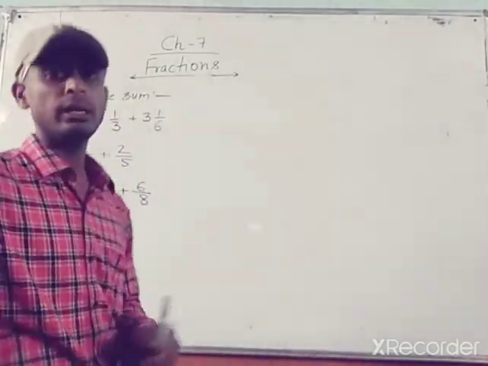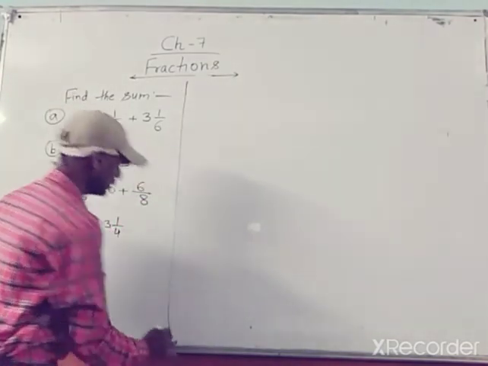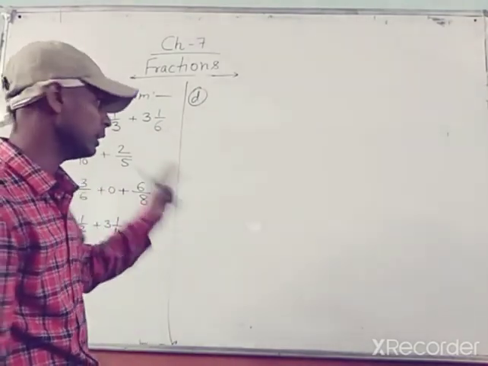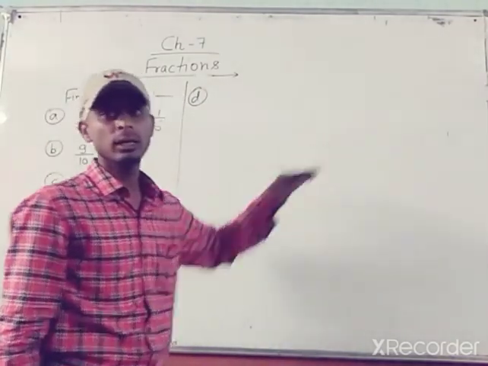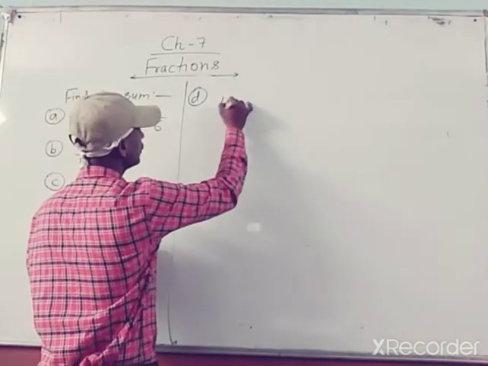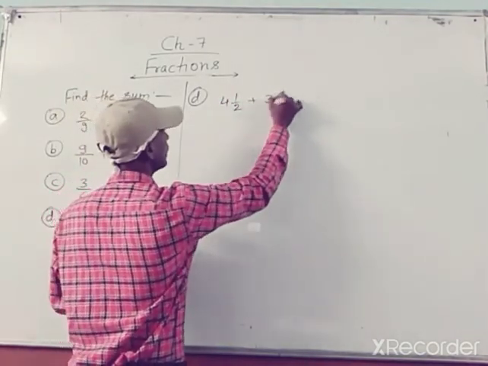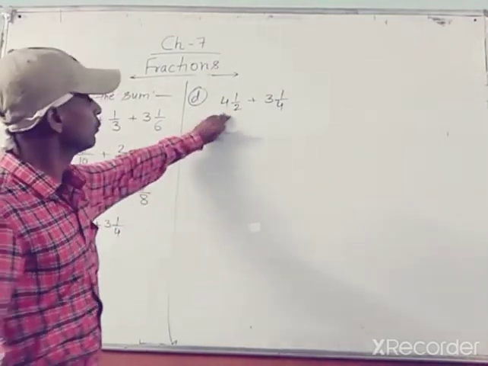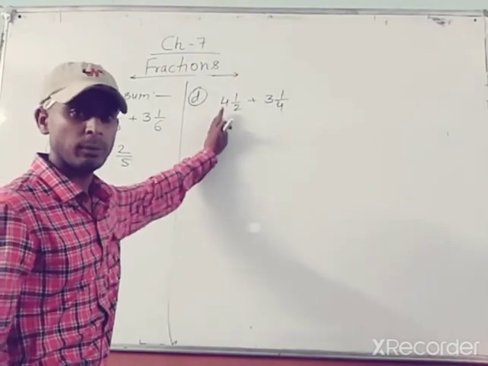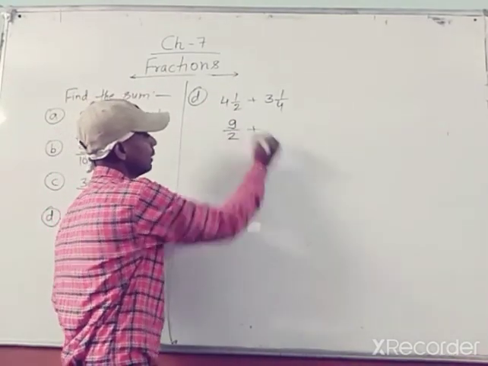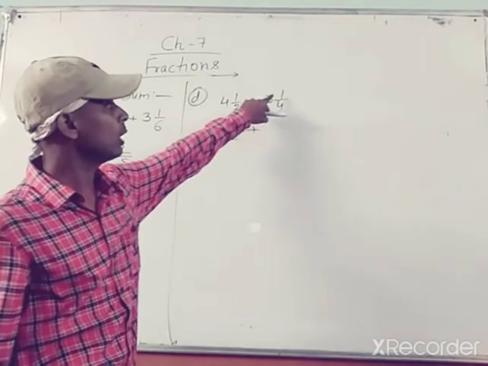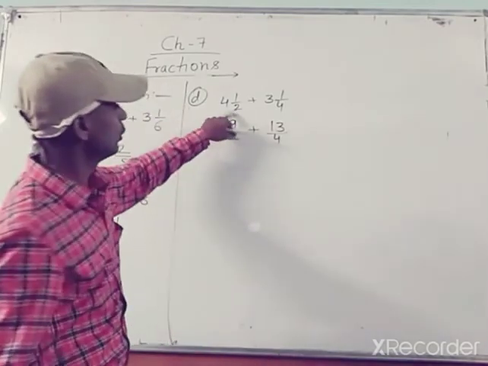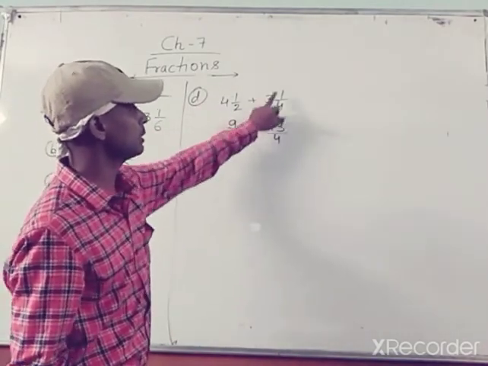If you can find the LCM, then addition of fraction or subtraction of fraction becomes so easy, because the main process is how to find LCM. Okay? See the next one, 4 1 by 2 plus 3 1 by 4. Again same procedure. First of all, convert mixed into improper. 4 twos are 8, 8 plus 1 is 9 by 2. So write the 9 by 2 plus 4 threes are 12, 12 plus 1 is 13 by 4.